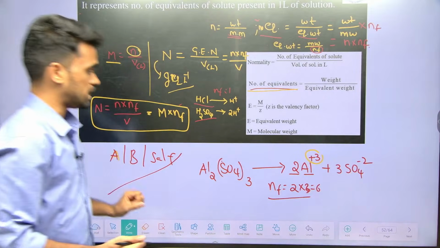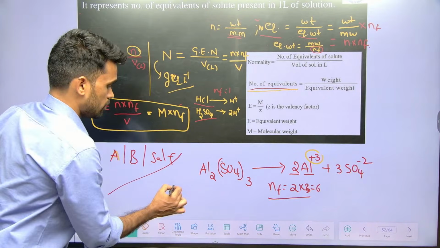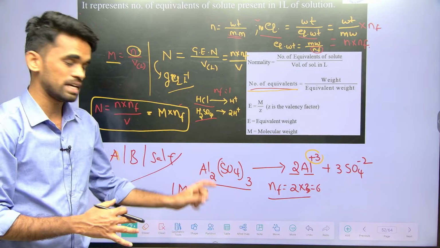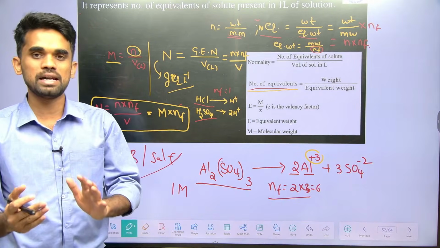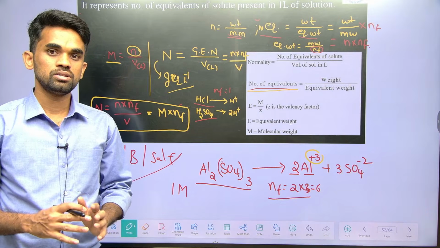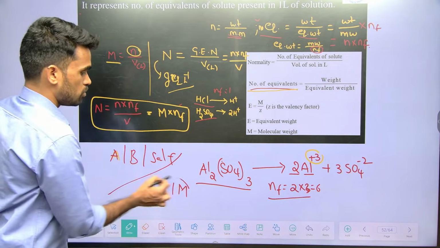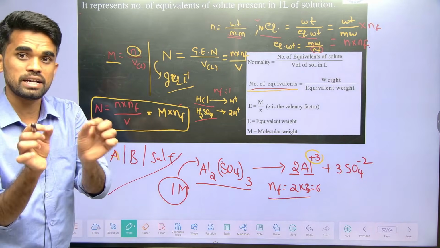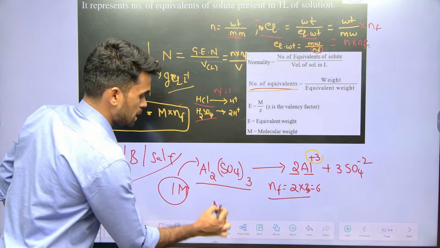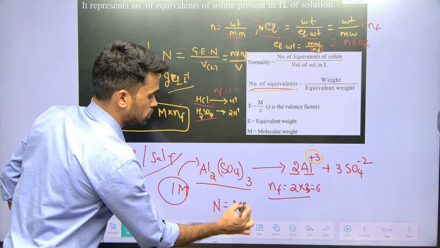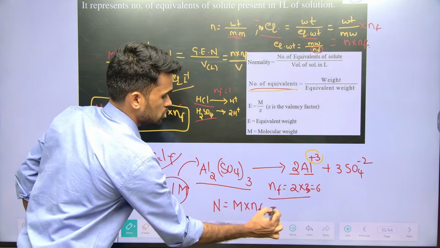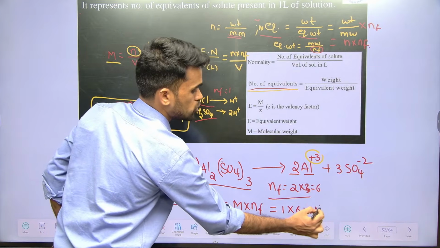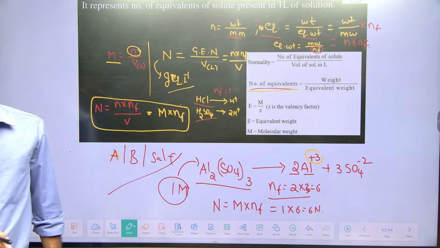Now tell me, I am saying 1 molar Al2(SO4)3 solution. Then what is its normality? What is the relation we got? Normality equals molarity into n factor. So 1 into 6, so you should say it is a 6 normal solution. Is this clear? Okay.